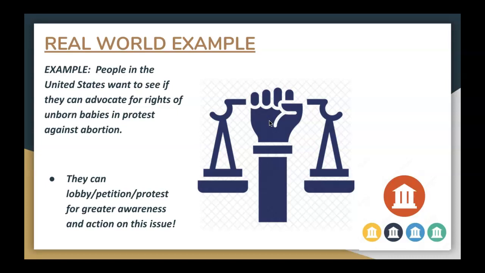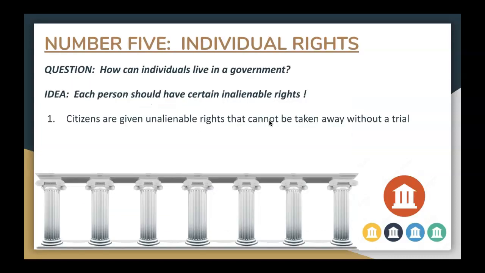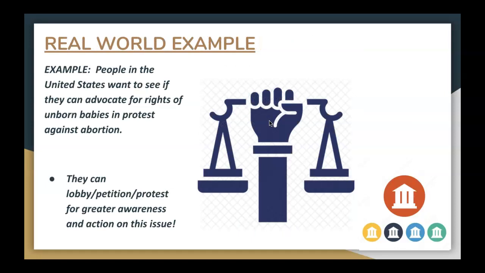A great example of this would be people in the United States who want to advocate for the rights of unborn babies, and so they protest against abortions. They can lobby, petition, and protest, like I stated, for greater awareness and action on this issue by their elected officials. This would be a great example of individual rights because people believe that all people have rights at all parts of their life, and that all life should be respected.